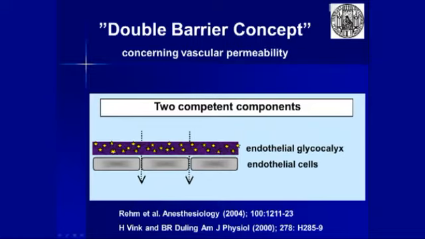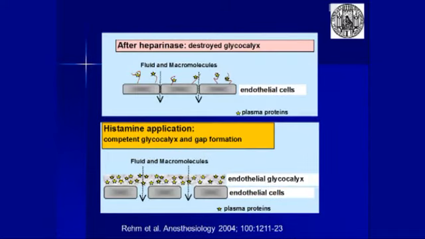It's the double barrier concept concerning vascular permeability. Our data led us to identify the endothelial glycocalyx as a second barrier against fluid and colloid extravasation. The double barrier concept describes vascular permeability being controlled by two competent barriers, the endothelial glycocalyx and the endothelial cell line. Altering only one barrier, the endothelial glycocalyx by heparinase or the endothelial cell line by histamine, did not have much impact on the barrier function in our experiments.